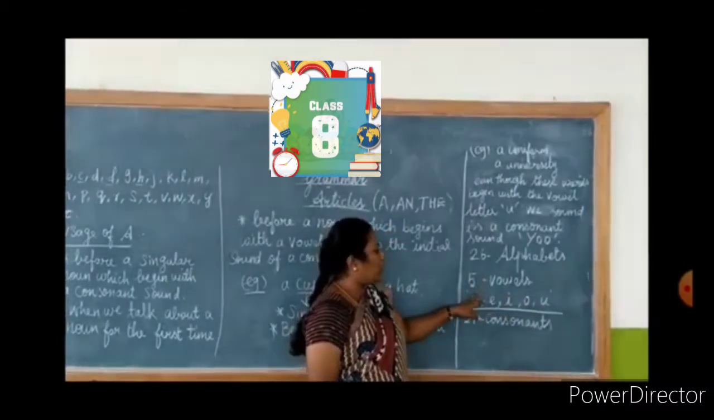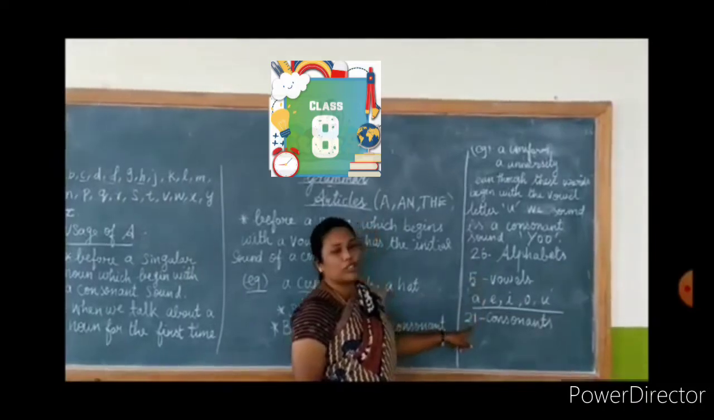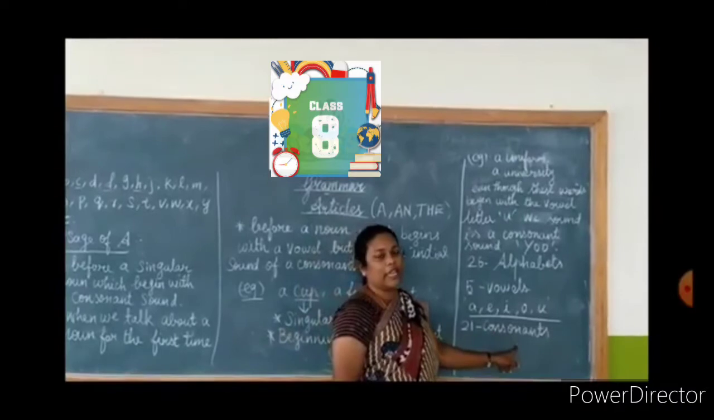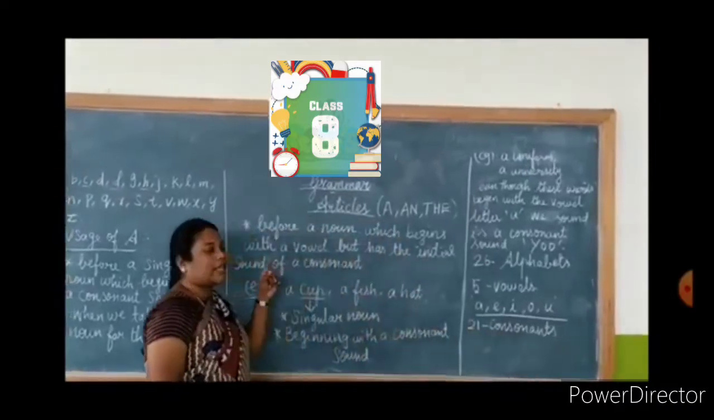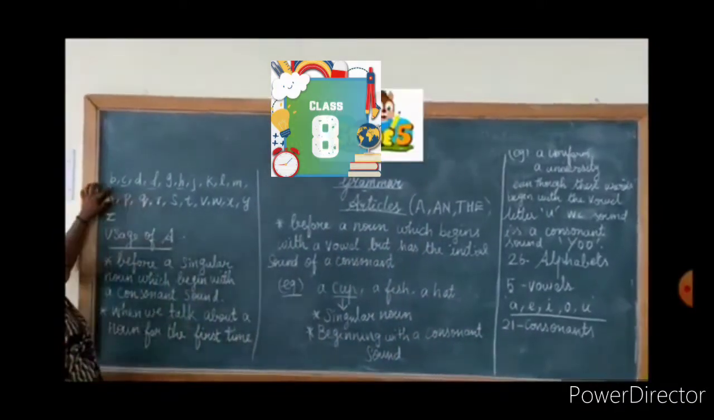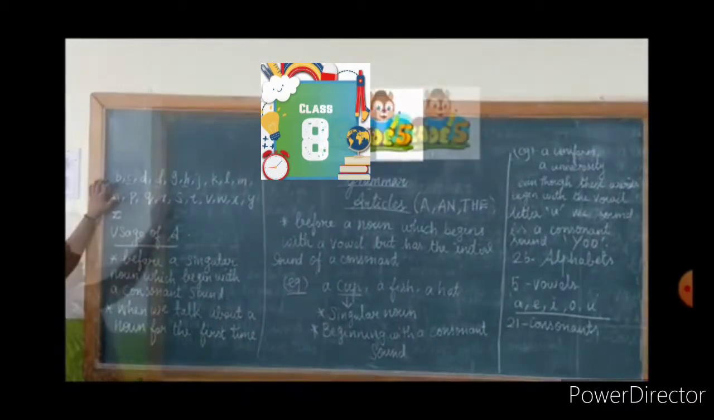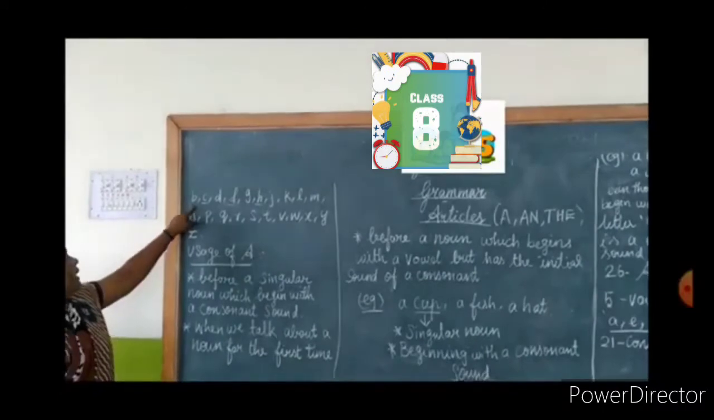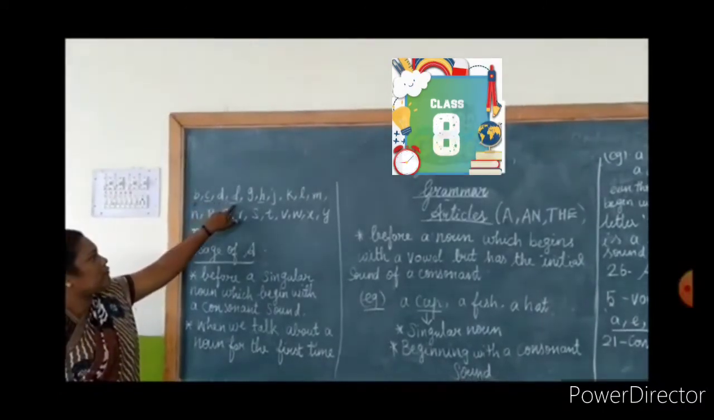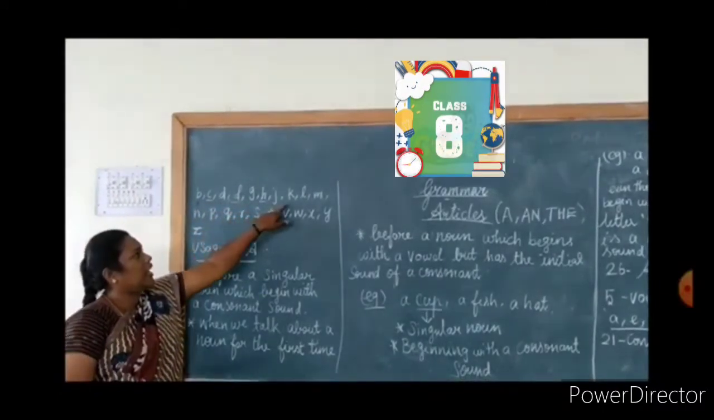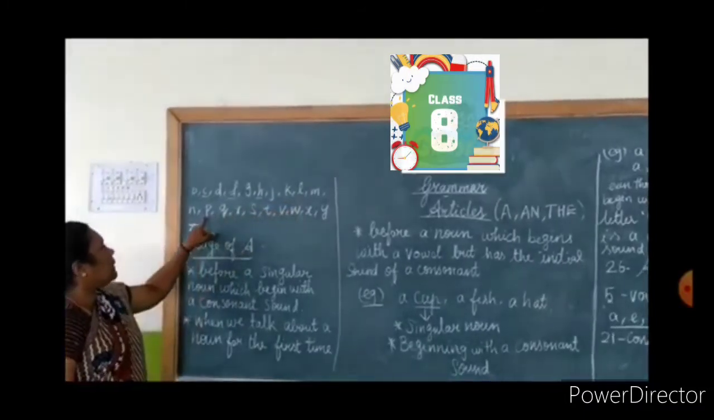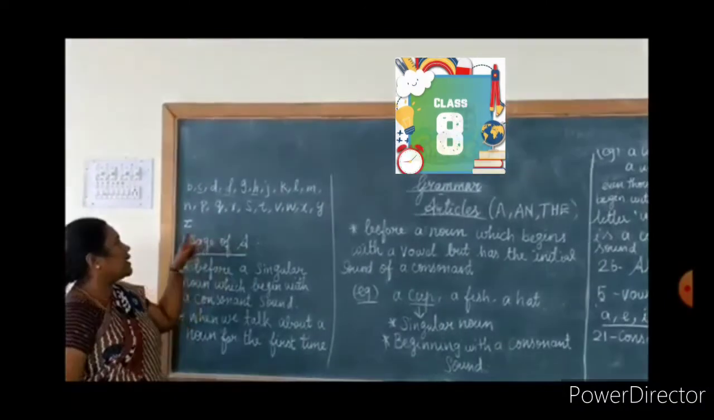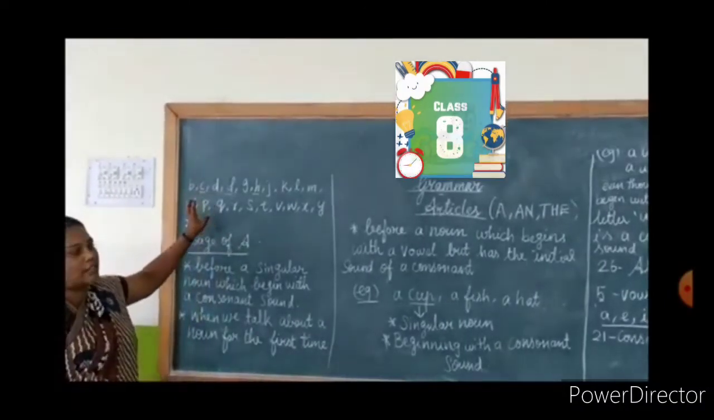Then the remaining letters are called consonants. 21 consonants are there in English. What are the 21 consonants? See here, these are the consonants, children. Let me read out one by one. B, C, D, F, G, H, J, K, L, M, N, P, Q, R, S, T, V, W, X, Y, Z. These are all known as consonants.